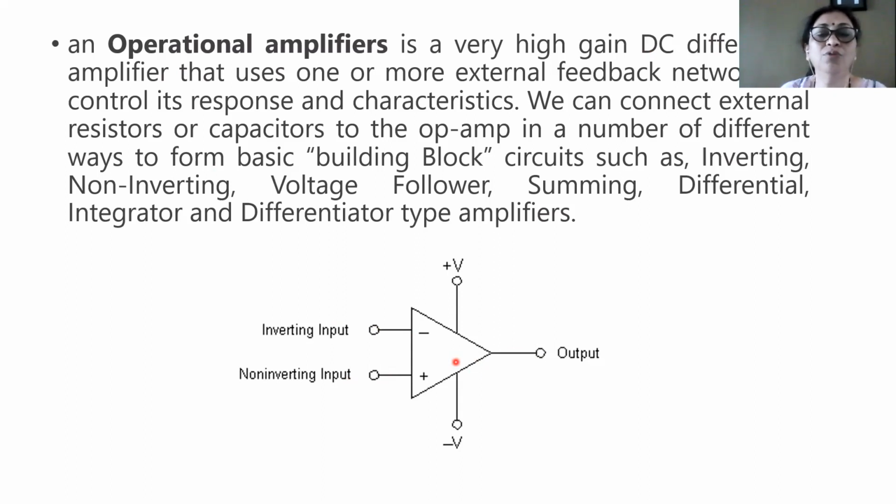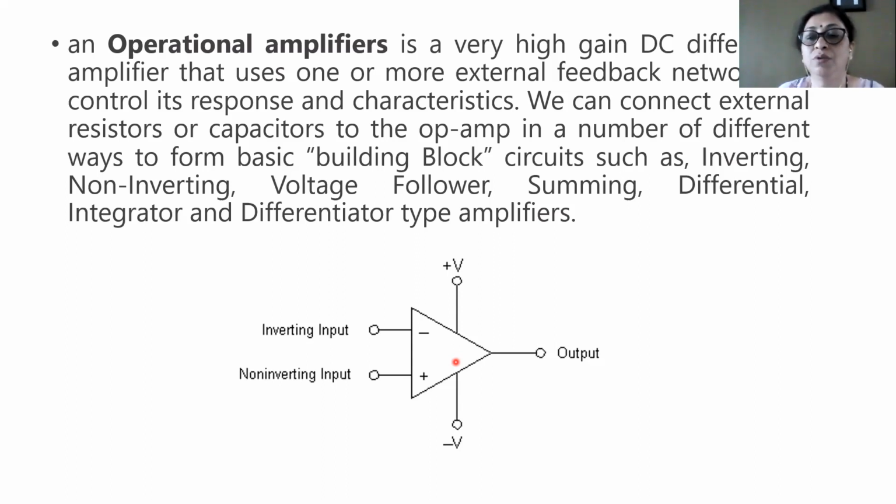Most of the time it is used along with external feedback components. So mostly it is used in closed loop mode of operation. In such a mode, feedback is present from output to input. So in feedback configuration, mostly the operational amplifier is used, but in some applications it is also used in open loop configuration. And this operational amplifier is a basic building block of analog circuits.